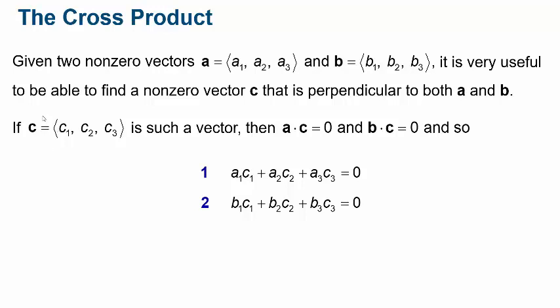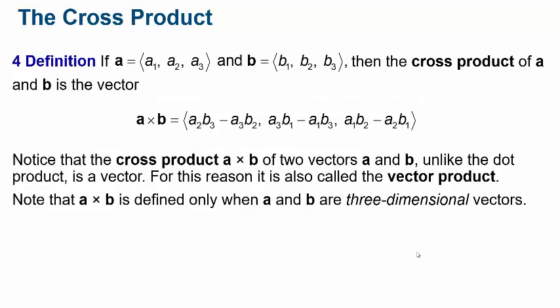So we want another vector C that's a three-dimensional vector. And we know from our previous lectures that a vector is perpendicular to another vector if their dot product is equal to 0. So we want to find a vector C such that when you take its dot product with A, and at the same time its dot product with B, both of those equal 0. So basically we're trying to solve for C1, C2, C3 in these two equations simultaneously. Okay, how are we going to do that?